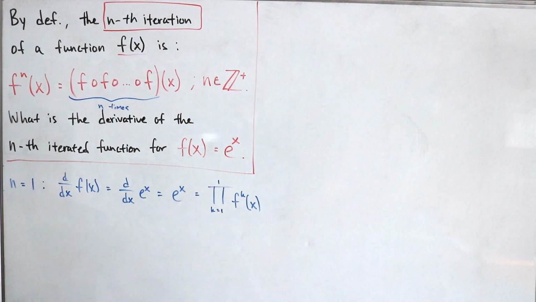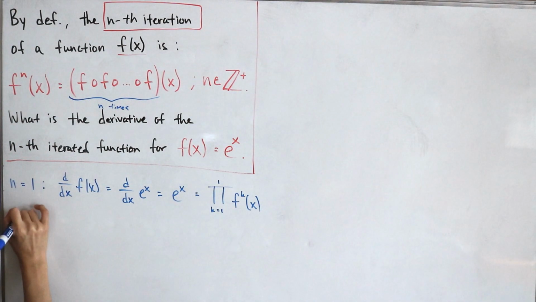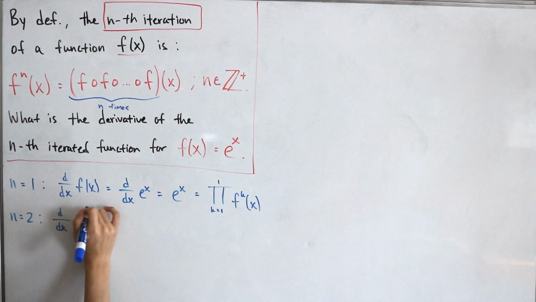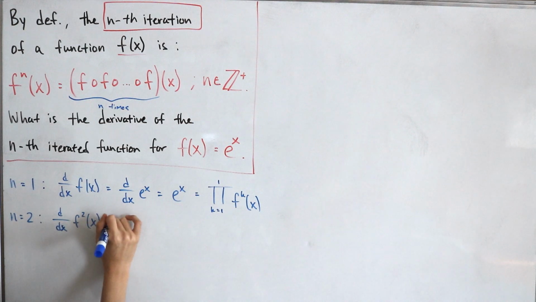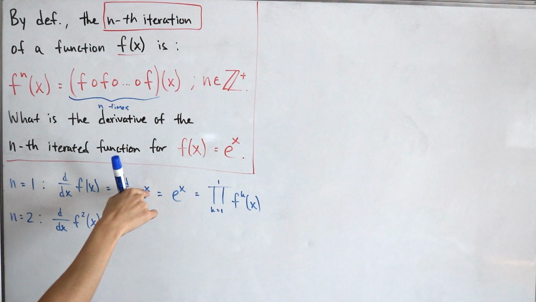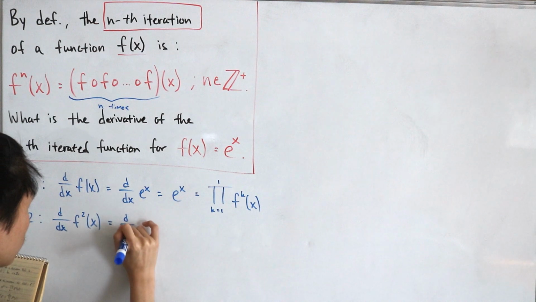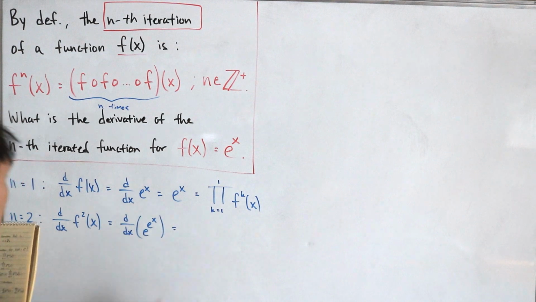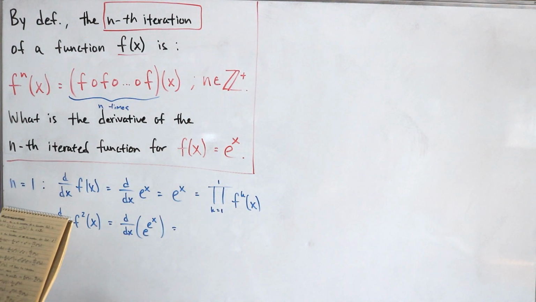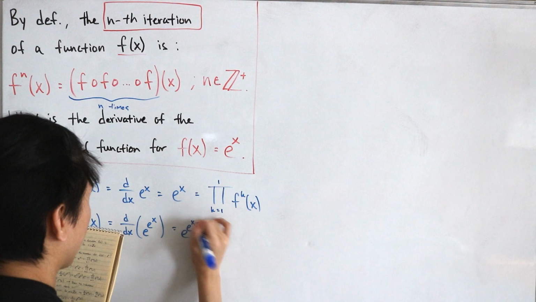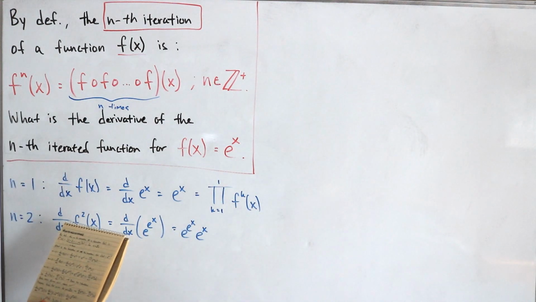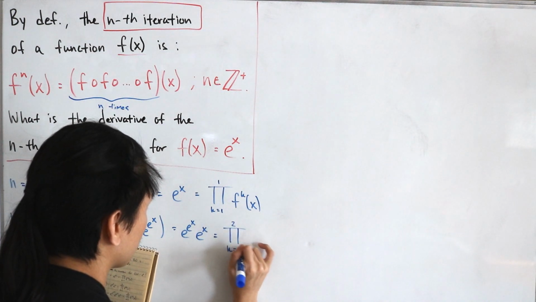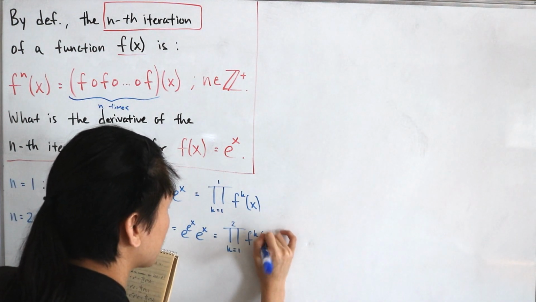All right, let's move on to step number 2, so n is equal to 2. That means the derivative of f sub 2 of x, so we have to plug e to the power x back into this form over here. So we have the derivative of e to the power e to the power x. If we apply the chain rule, this is just e to the power x, multiplied by e to the power x. And if we write this further, we can put that as a product series from k equals 1 all the way up to 2 of f sub k of x.